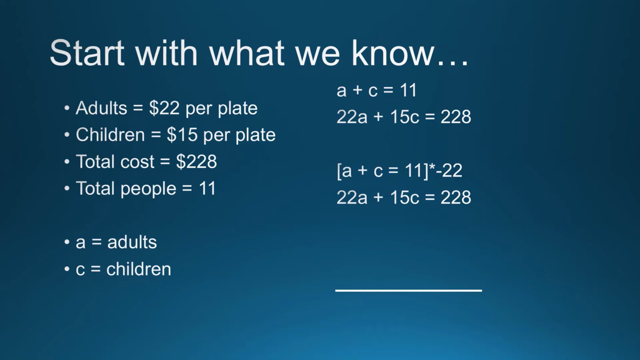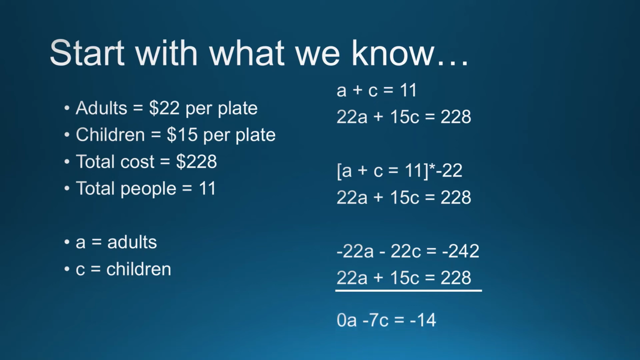And then what we're going to do is make it so one of those variables can cancel out the other. I just happen to pick A because it's the first variable in the first equation. So if you multiply that whole top equation by negative 22, we can then cancel out the 22A's when we're adding them up. When you multiply that whole top equation by negative 22, it becomes negative 22A minus 22C equals negative 242.